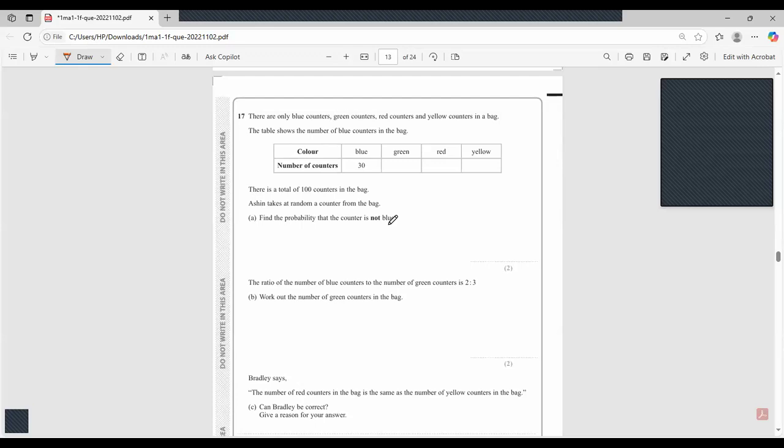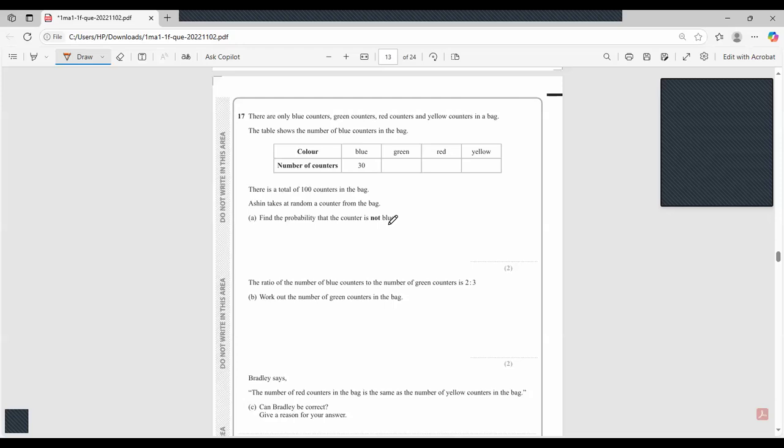Okay. Now, another way of saying what you just said is this. Total probability is 1. So if the probability of blue is 30 over 100, then the probability of it not being blue will be 1 minus 30 over 100. And since 1 is the same thing as 100 over 100, by the time you do 100 over 100 minus 30 over 100, you'll simply get 70 over 100. So yes, you are correct.